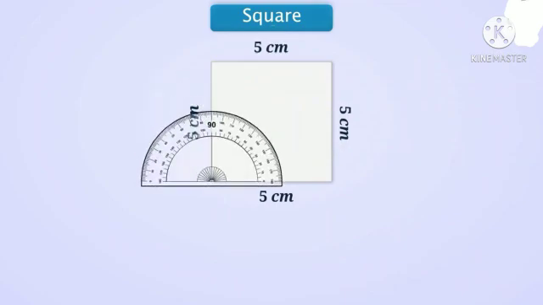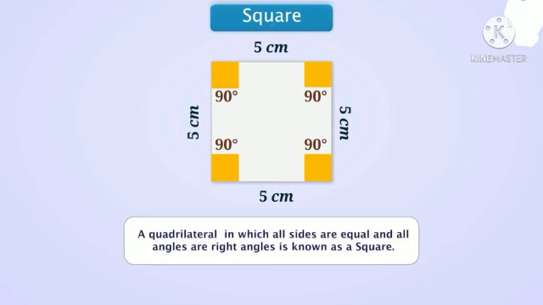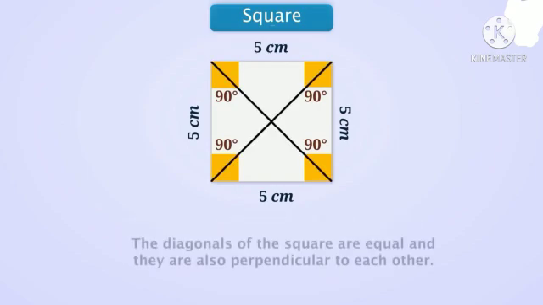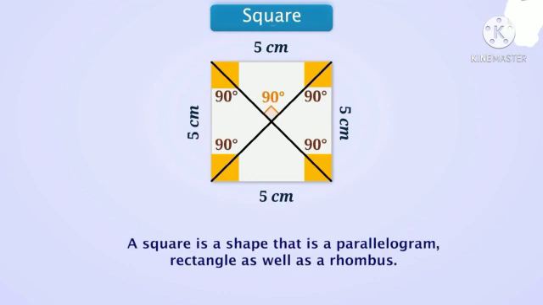Similarly, with the help of a protractor, if you measure each angle, then each will be 90 degrees, means a right angle. Such a quadrilateral in which all sides are equal and all angles are right angles is known as a square. If we measure its diagonals, these are equal and are perpendicular to each other, means they cut each other at 90 degrees. A square is a shape that is a parallelogram, rectangle as well as a rhombus.